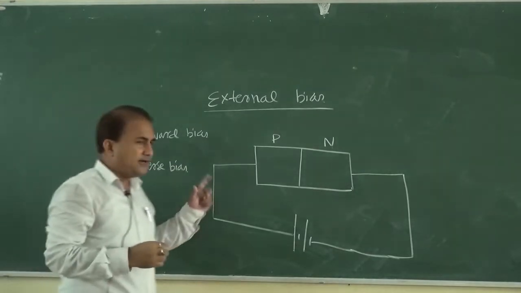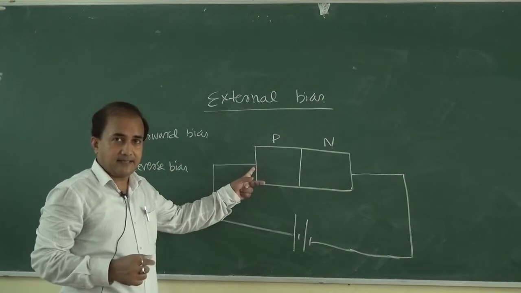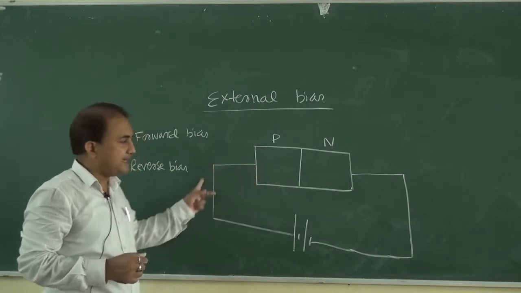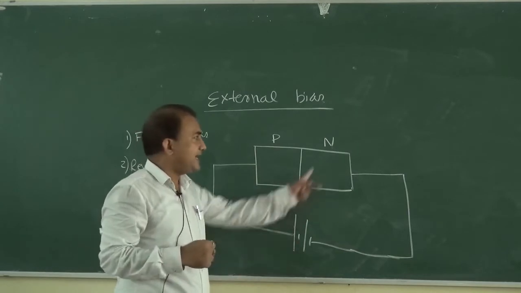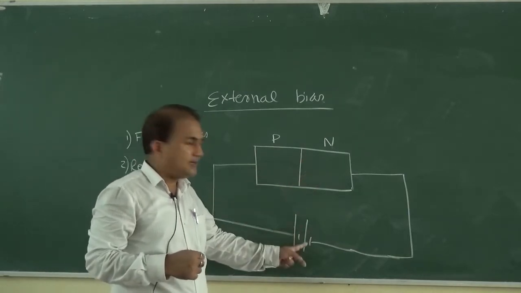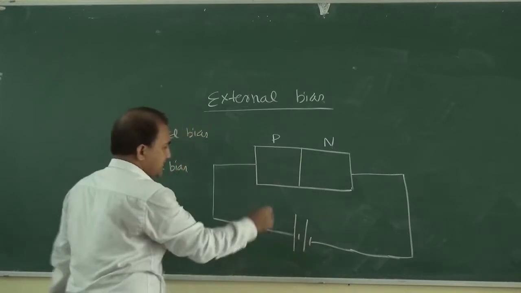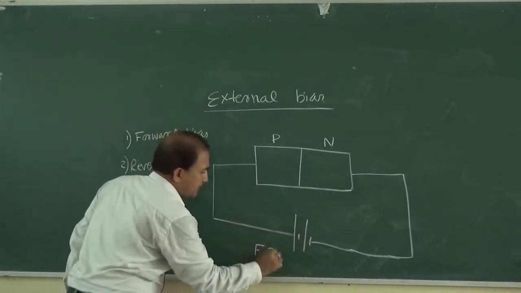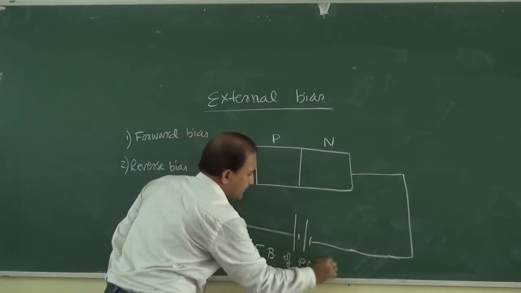So what do we do in forward bias? In forward bias, the P-type semiconductor is connected to the positive terminal of the external battery, and the N-type is connected to the negative terminal of the external battery. So this is forward bias of a PN junction.